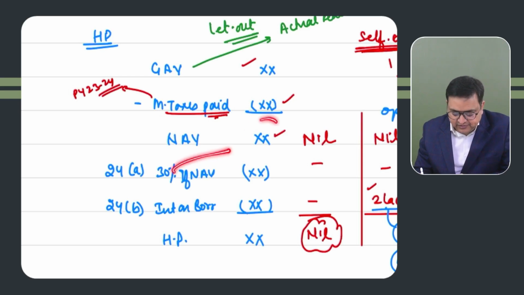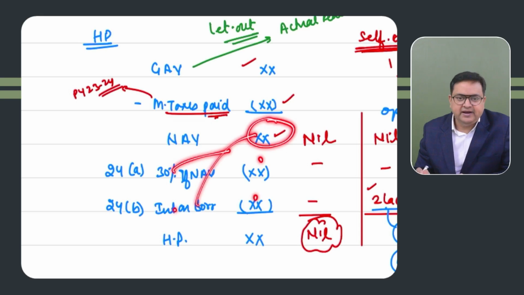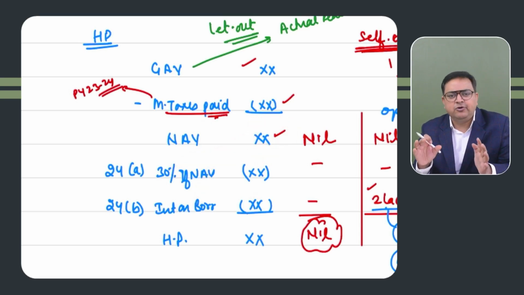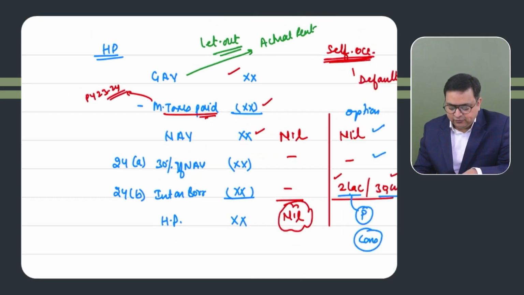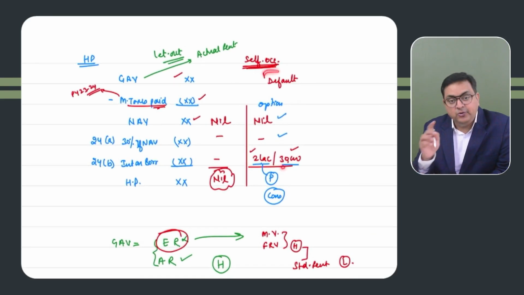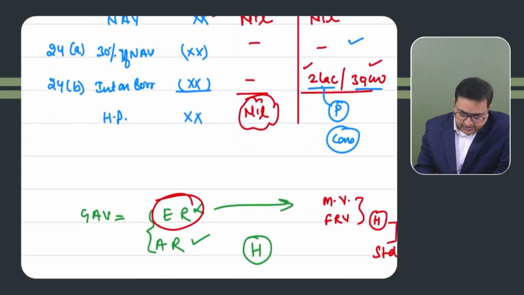Under 24A, 30% of that NAV would be allowed. Under 24B, whatever is the interest, you will get it without any limit. For let out or deemed let out property, there is no such limit. The limit exists only in case of self-occupied property, and only under the optional regime. In default, we will take it as zero. So for let out property, there is no limit. Got it?